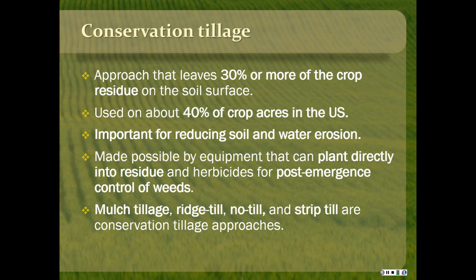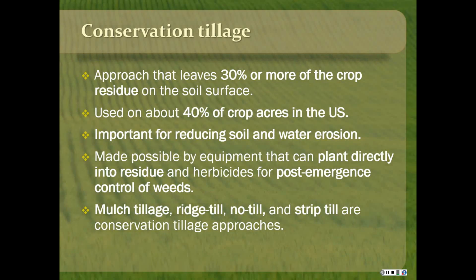It's very important to have some sort of cover on rather than bare soil that can wash away or blow away. And it's made possible by types of equipment that can plant directly into residue and also herbicides for post-emergence control of weeds. With conservation tillage, you're a little bit more dependent on herbicides because you don't have the tillage activity that will kill the weeds. And there's different conservation tillage approaches: mulch tillage, ridge till, no-till, and strip till are all conservation tillage approaches.